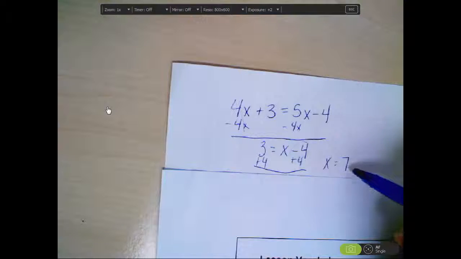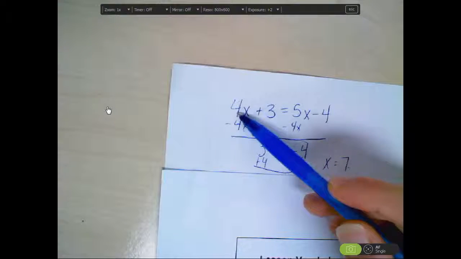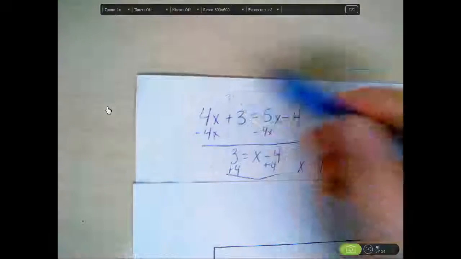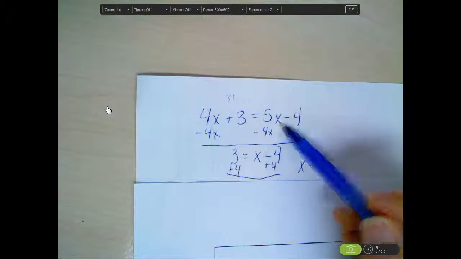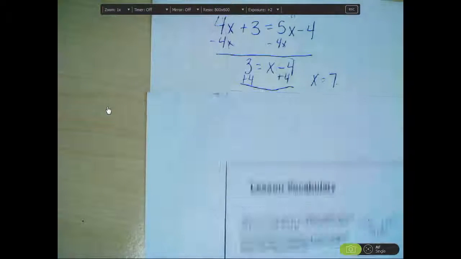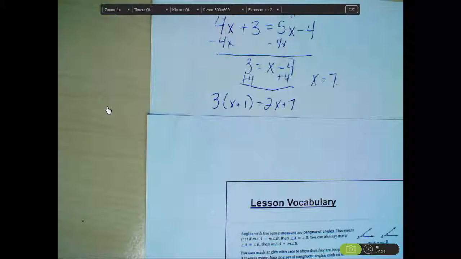Remember, you can always check your answer by plugging back into the original equation. So if you plug in 7 for x, 4 times 7 is 28, plus 3 is 31. 5 times 7 is 35, minus 4 is 31. Since they both equal 31, you did it correctly.